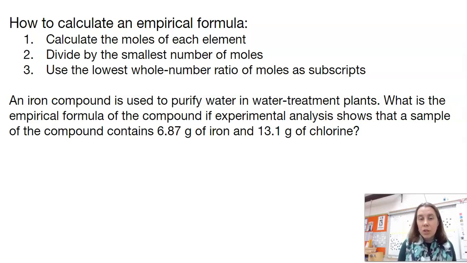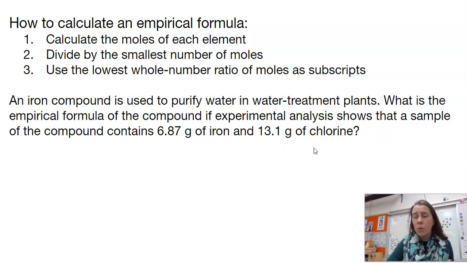Right. So in addition to finding them from the molecular formula like we just did, we can also use experimental data to determine what the empirical formula is going to be. So I've listed the steps here for how we will do that. The first is to calculate the number of moles of each element, right? So in this compound, we have an iron compound, and it has iron in it and it has chlorine in it.